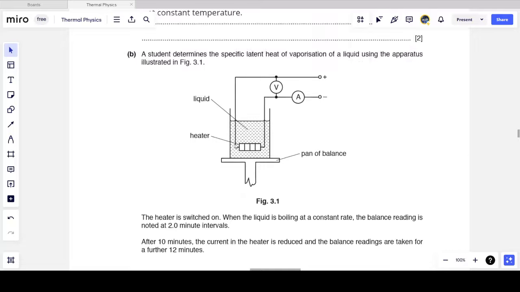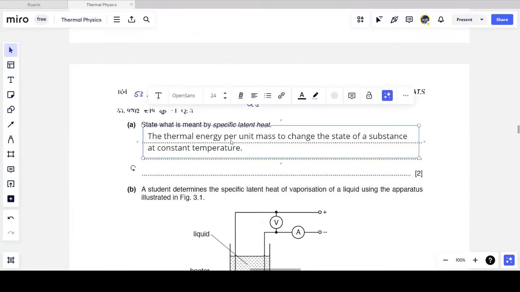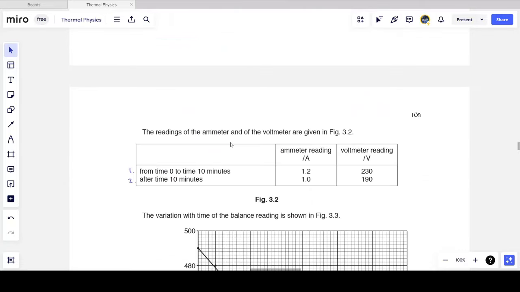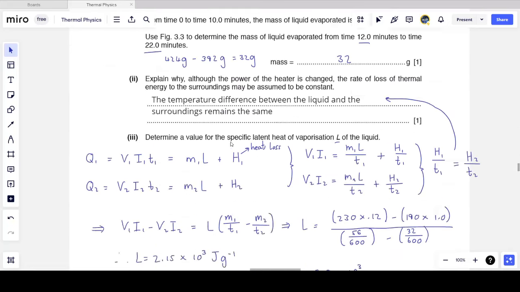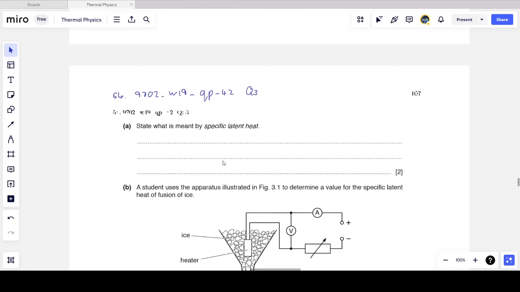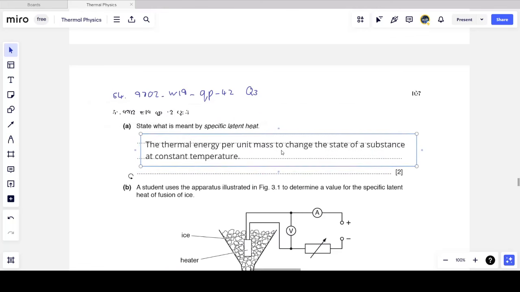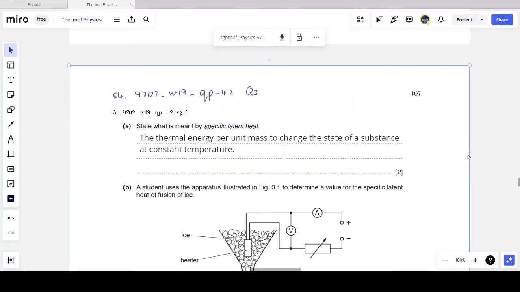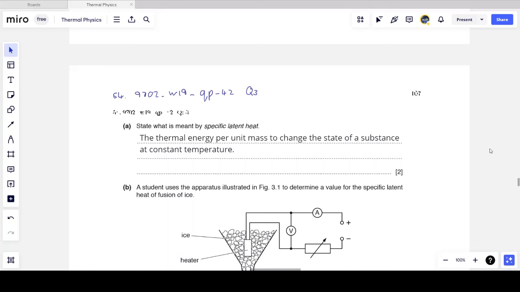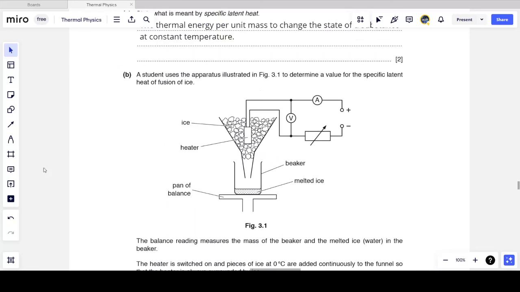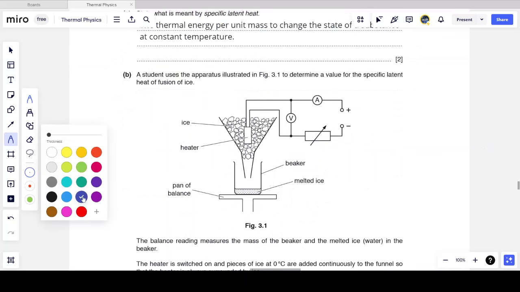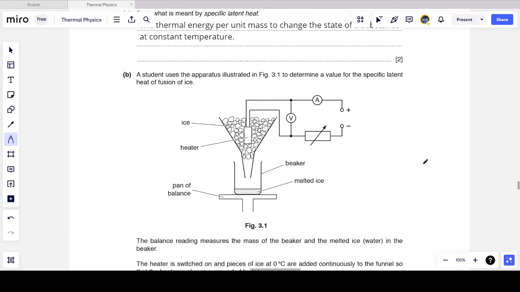Specific latent heat is the thermal energy per unit mass to change the state of a substance without changing its temperature, or at a constant temperature. So the thermal energy per unit mass to change only the state of a substance without changing its temperature, or changing the state at a constant temperature. And this question actually looks a lot similar to the previous one, but we have ice rather than liquid here.